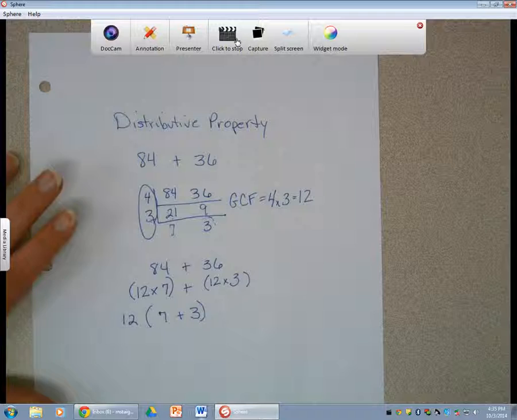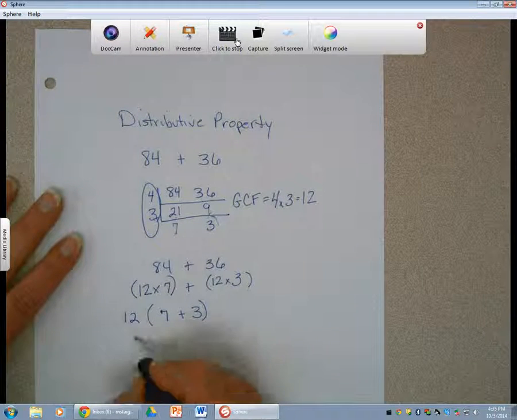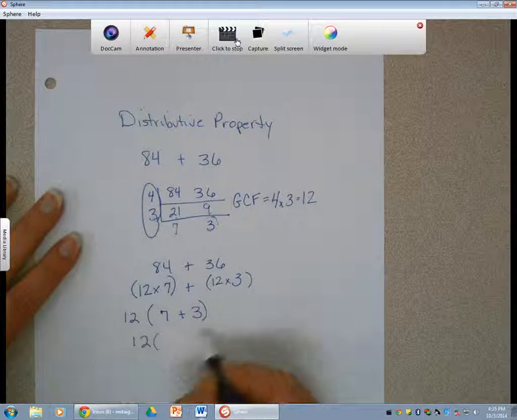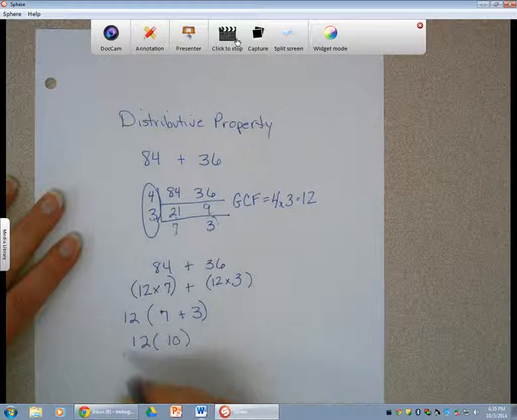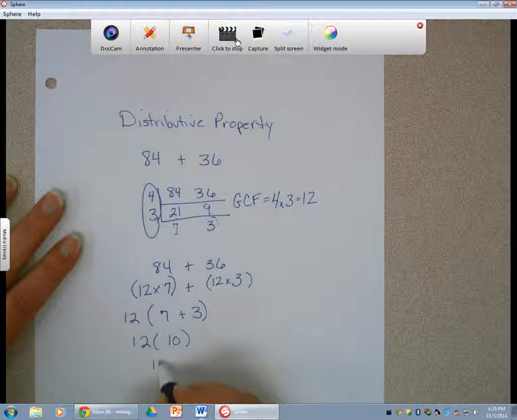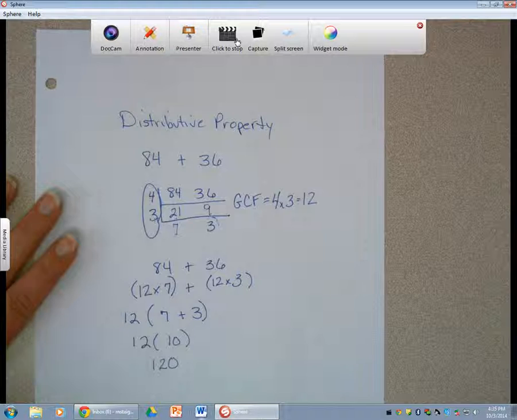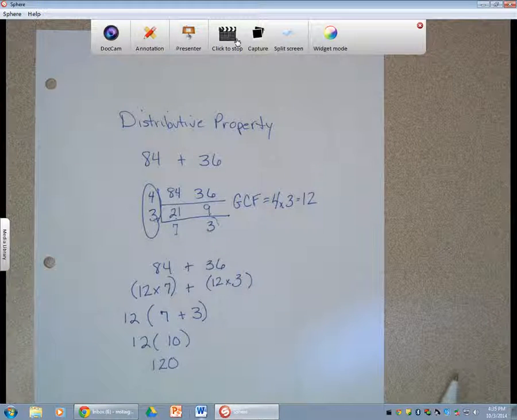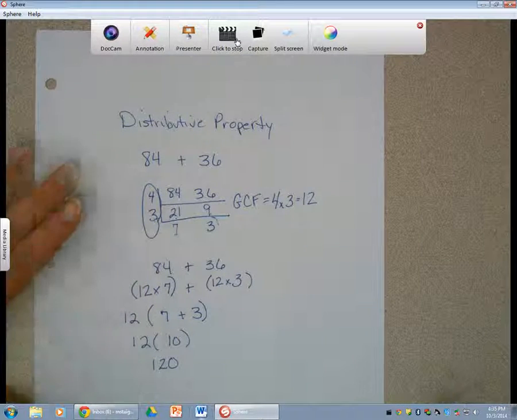My next step is to solve. So I'm going to keep the 12, and I'm going to do 7 plus 3 is 10. And then we all know that 12 times 10 is 120. So that's the way that we use the distributive property to pull out the greatest common factor and find the answer. Remember, we said we could check it.